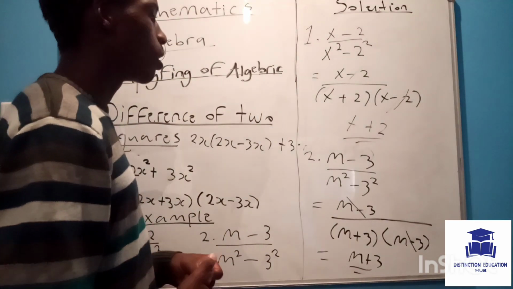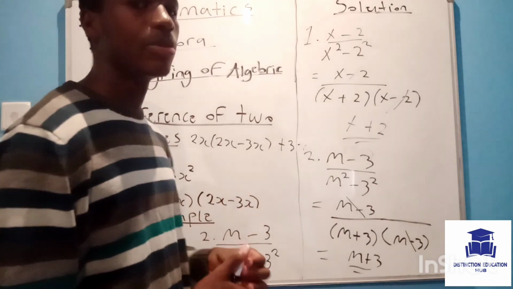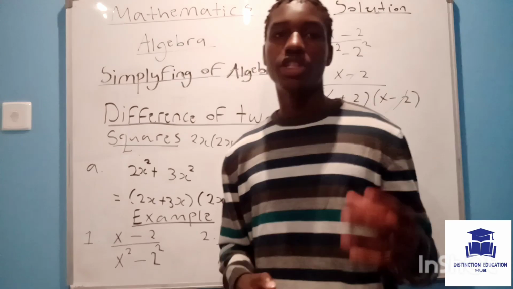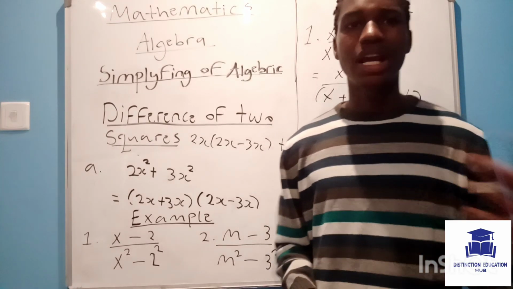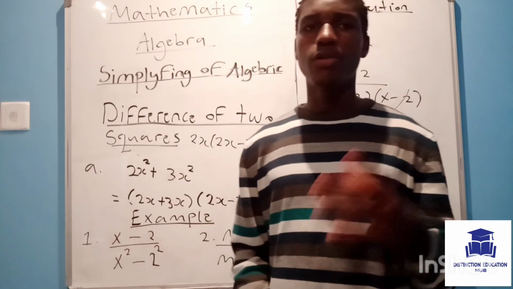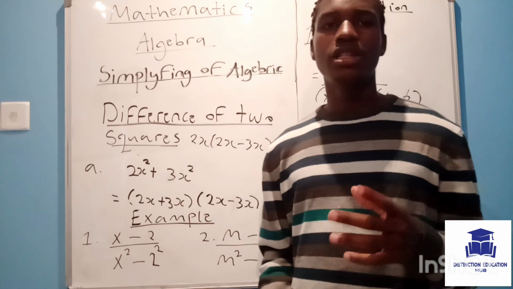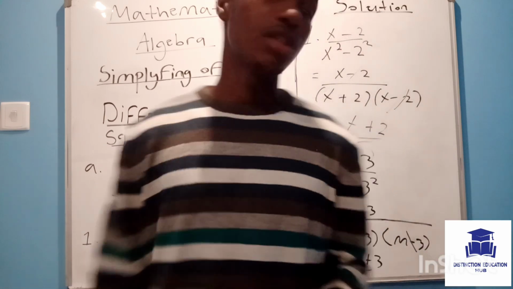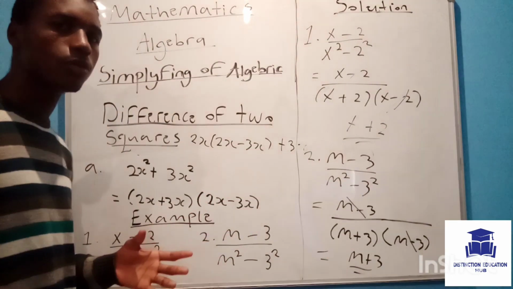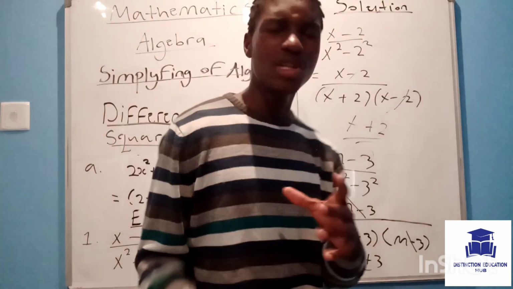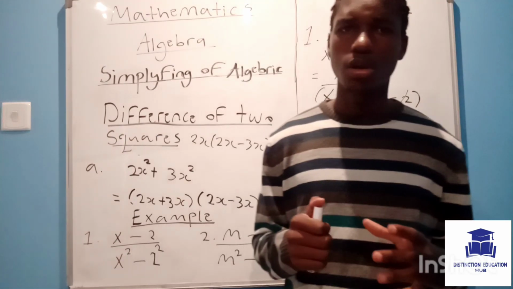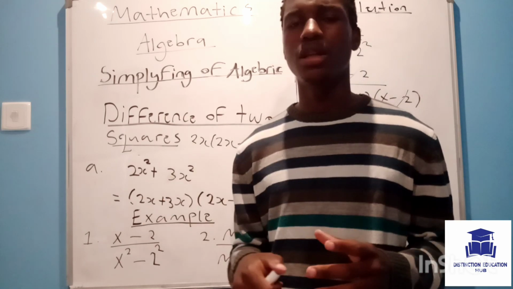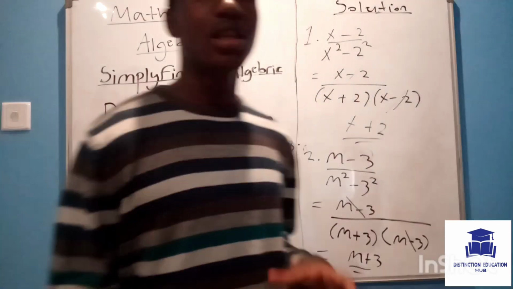So that's all about simplifying algebraic expressions. We've looked at simplifying algebraic expressions by considering like terms and unlike terms. Then we've also looked at simplifying algebraic expressions by considering difference of 2 squares, which we've just looked at right now. So if you didn't understand or you missed a certain part in the video, just go back, rewind the video and watch it again. This is easy, guys, and it's interesting.